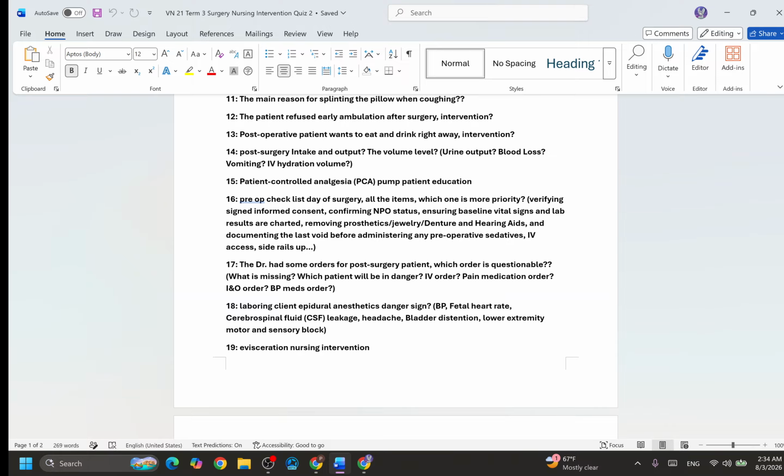How about CSF fluid leakage? Do you think this is a danger? The patient tells you she has a headache. Do you think this is a danger? And bladder distension, how about this? And also lower extremity motor and sensory block. That means the patient cannot feel anything in the lower part of the body. Do you think this is a danger? So among these four answers, one is very, very dangerous, so we need to call right away. Maybe we need to adjust the anesthesia dosage.